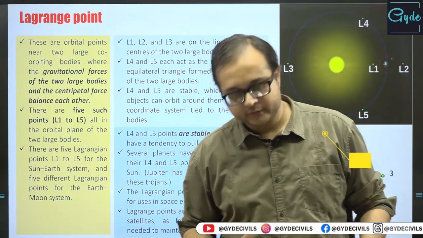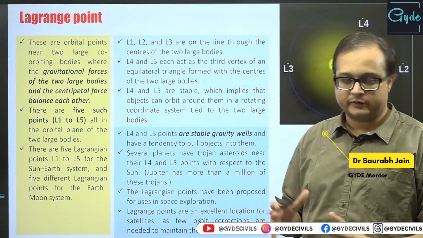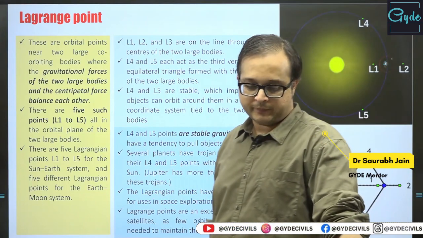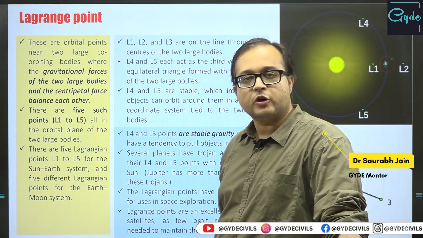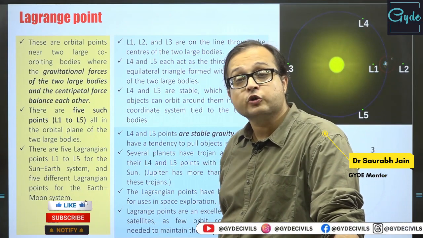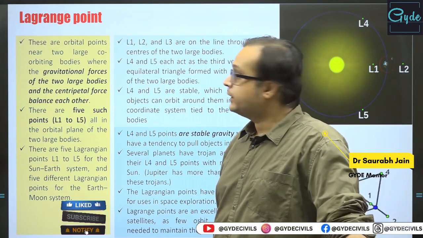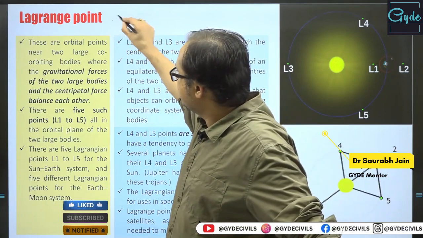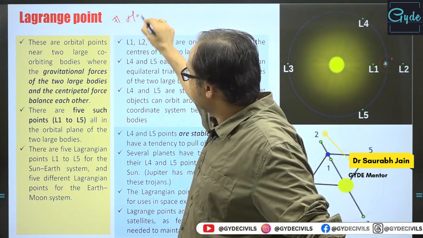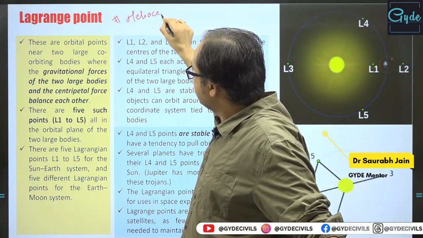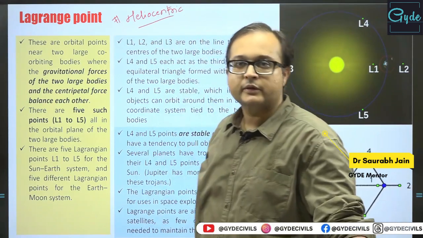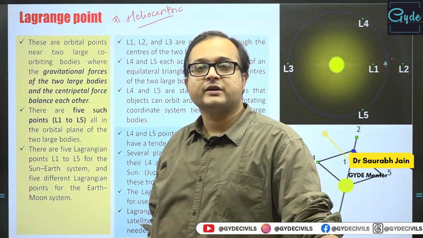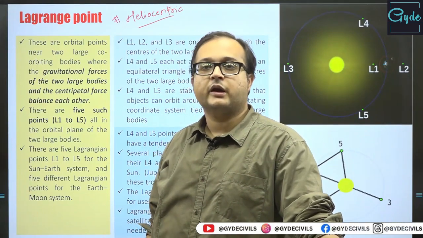Lagrange points. These are also specific orbits, right? Lagrange points, precisely, are those types of orbits which are mostly heliocentric in nature, right? They are heliocentric. That means such points are created in space taking the Sun as the center of that particular orbit.